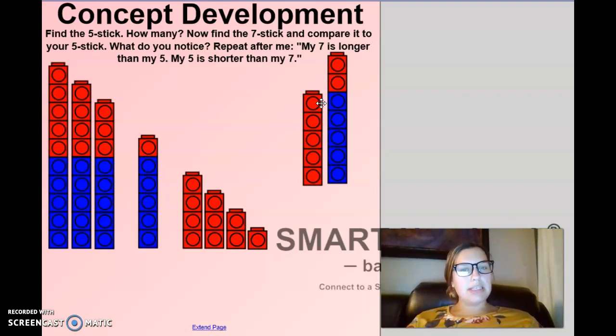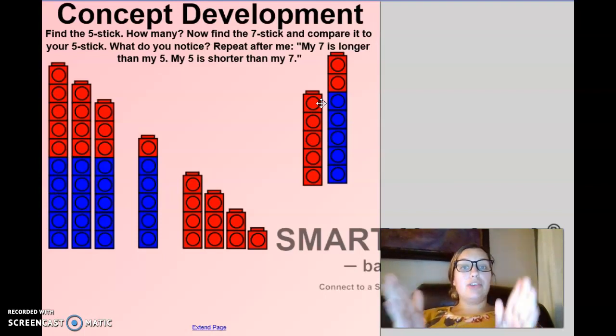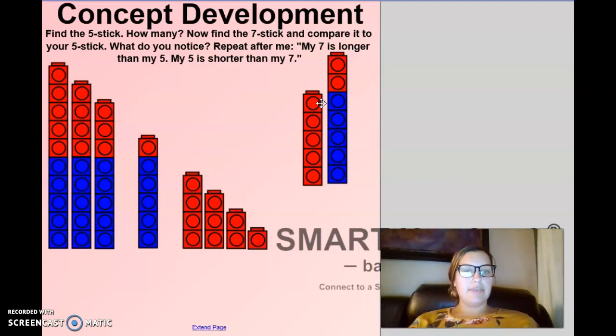What sentences would we say about this, starting with the 5 stick? My 5 stick, is it shorter or longer than my 7 stick? Shorter. So, my 5 stick is shorter than my 7 stick. Or we could say my 7 stick is what? Longer or shorter than my 5 stick? Longer than my 5 stick.